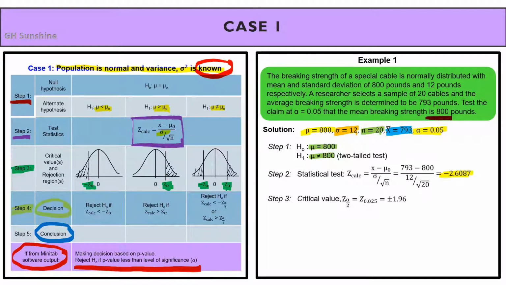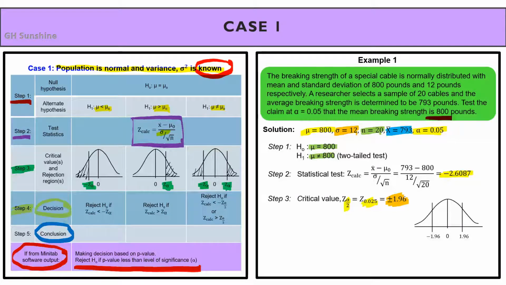And then find the critical value. Since this one is two-tailed, alpha divided by 2: 0.05 divided by 2, 0.025. So from the Z table, the value equal to plus minus 1.96. And then you may construct the rejection region.